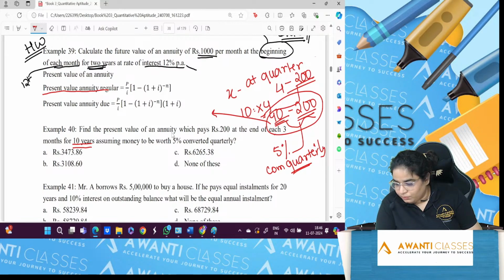Okay. Understanding? That is called present value. Now, they are saying at the end of each 3 months. End of a period is what annuity? It is annuity regular. So in this question we can directly put this formula.